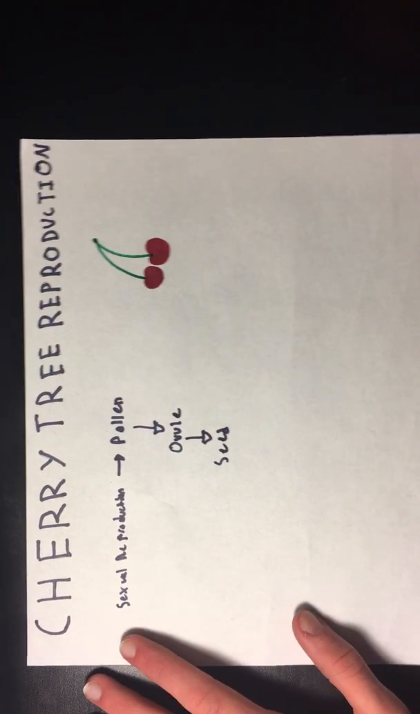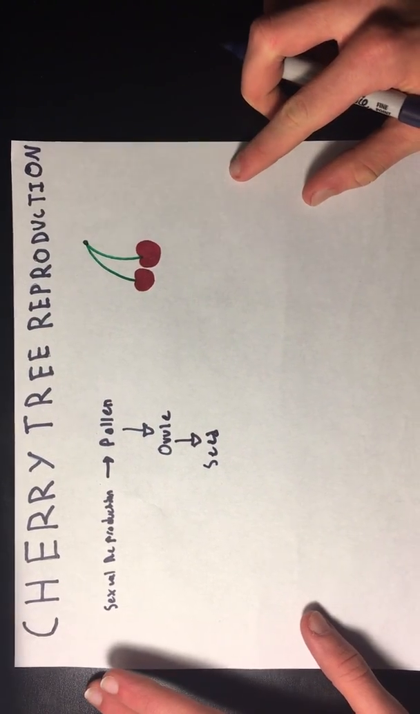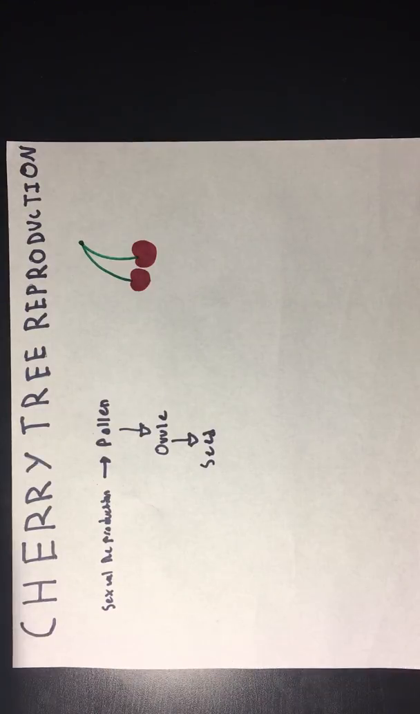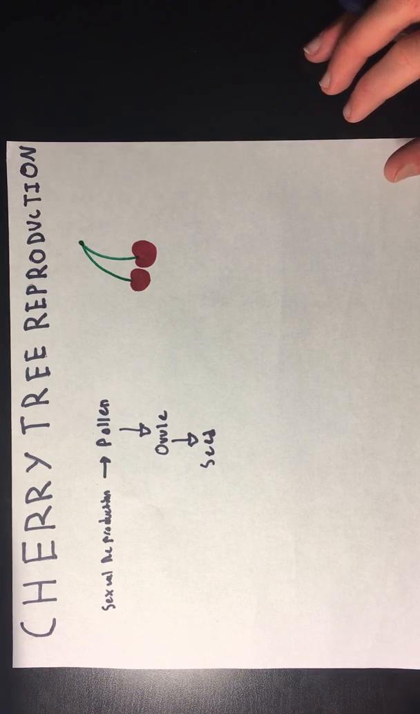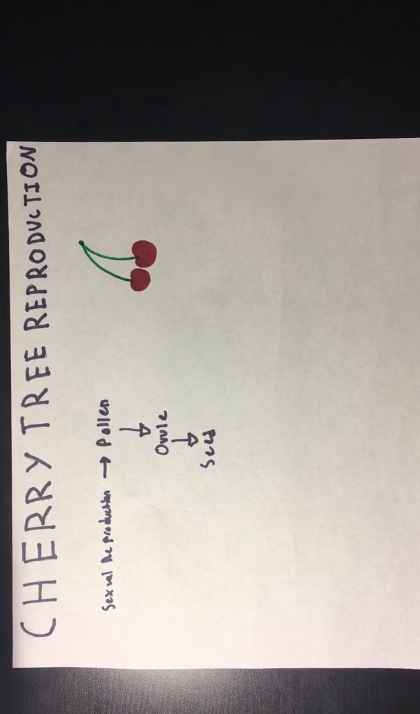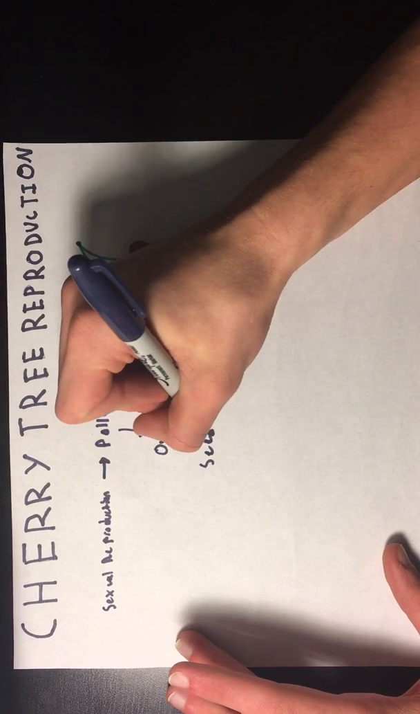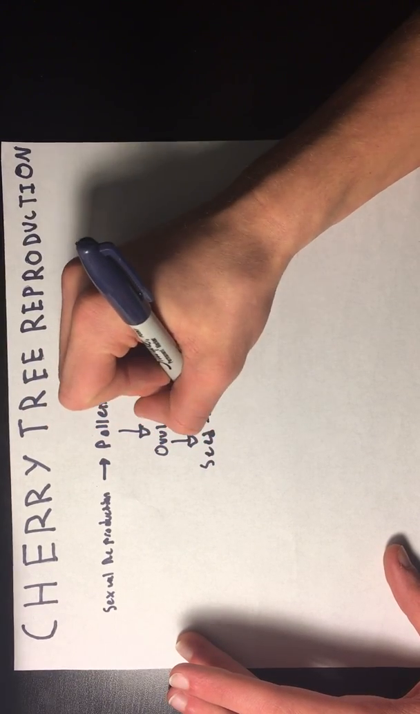This seed, as it grows, matures, sugars and other nutrients surround it and form a fruit around it. And in our cherry tree, that's pretty obvious, the cherries. These happen to be sour cherries, but that's just the type of tree it is. So seed goes to fruit.